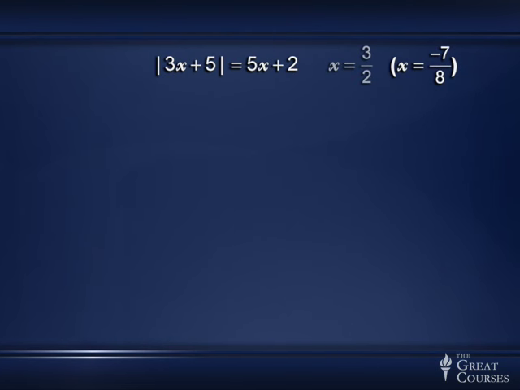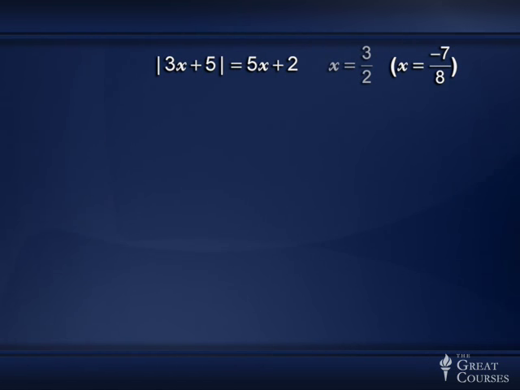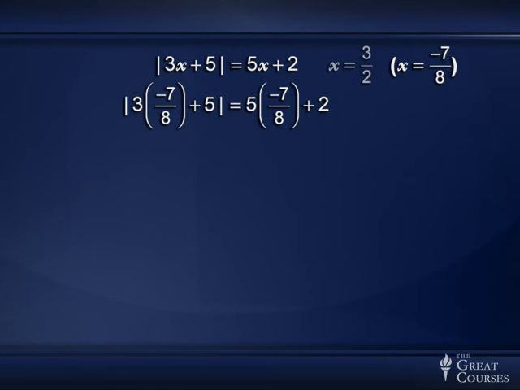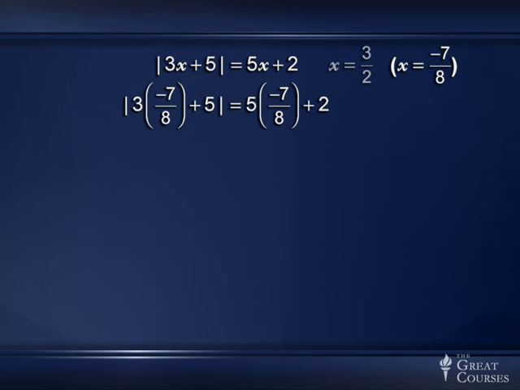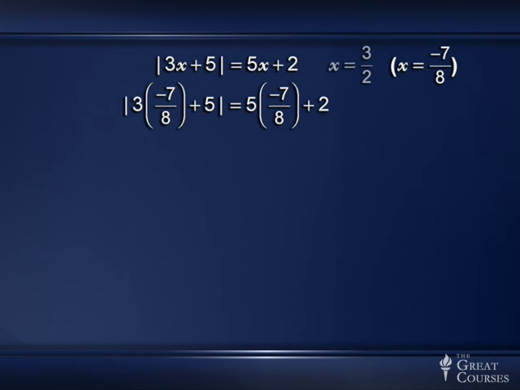And now let's try that other number. Let's see if it was also a solution. Well, if I plug in negative 7/8 into the original equation, I have absolute value of 3 times negative 7/8 plus 5 equals, on the right-hand side, 5 times negative 7/8 plus 2.